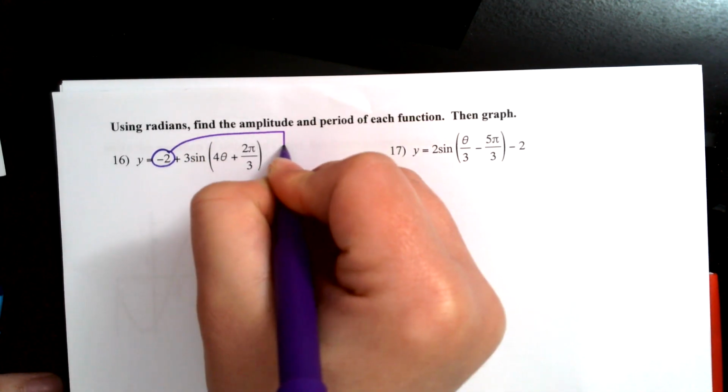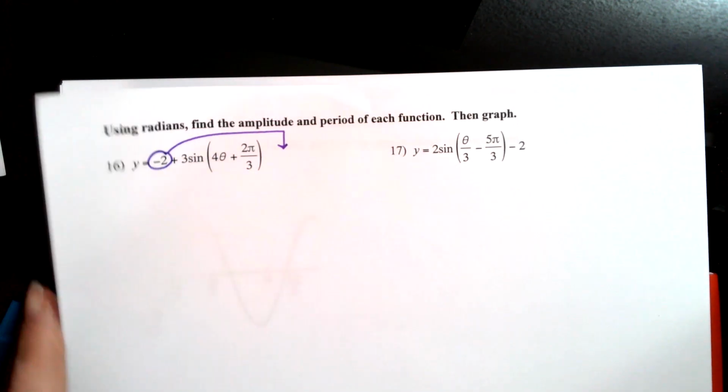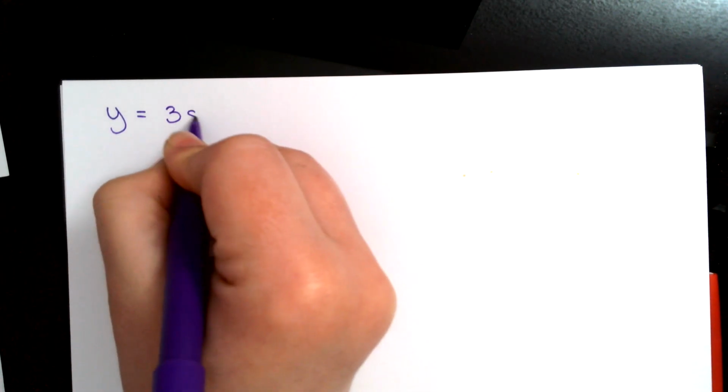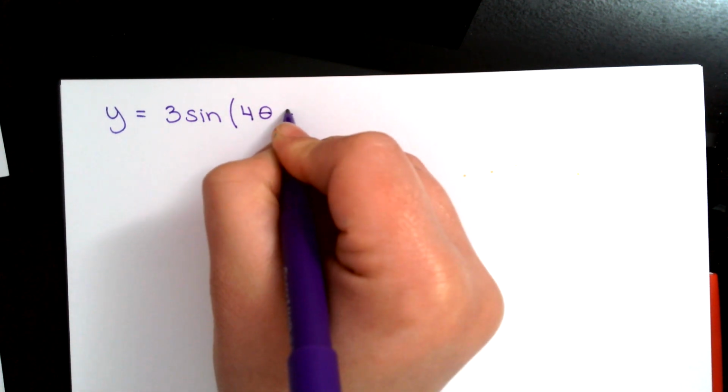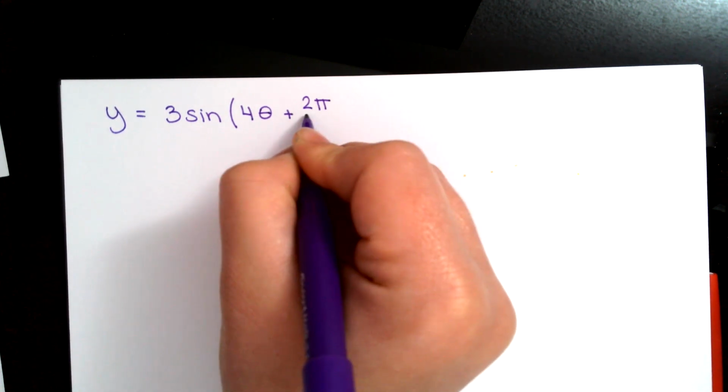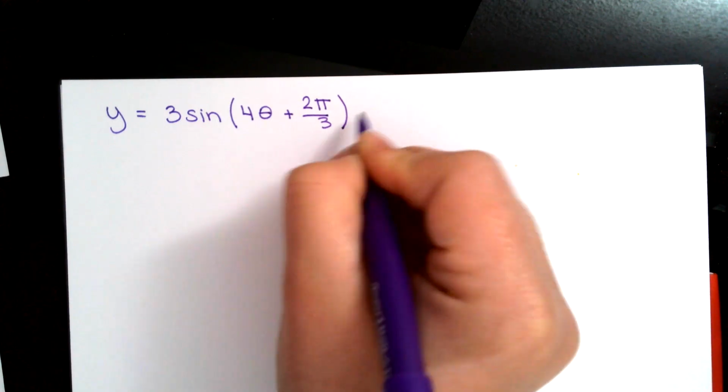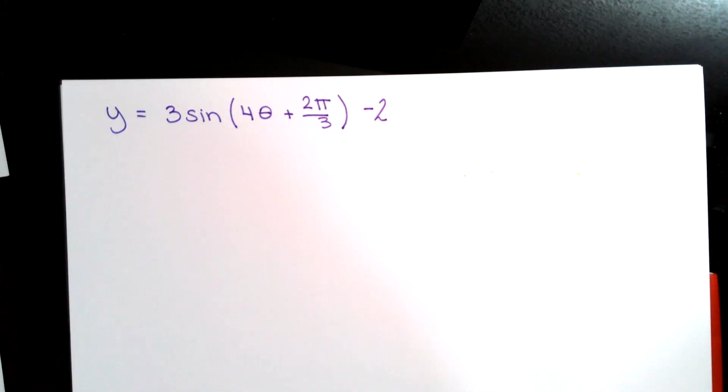This is your k value. This is your midline. So I'm going to place it in the back. So that's where that -2 is going to come from. Y is equal to 3 sine of 4 theta. You can change it to x. I probably will in a moment. Plus 2 pi over 3, close it, and then let's put that -2 in the back.